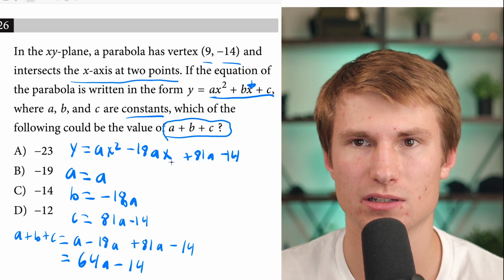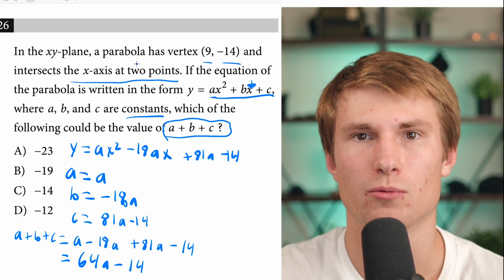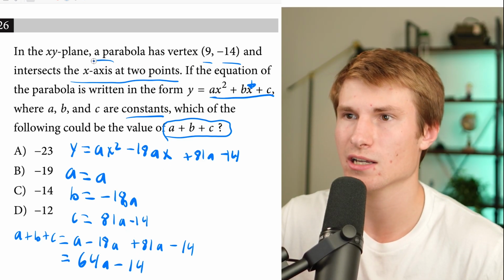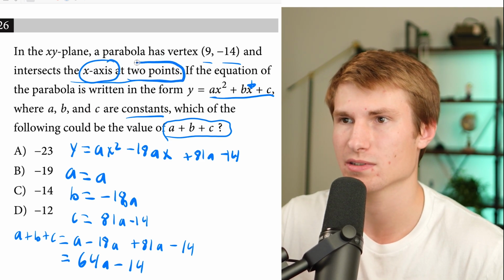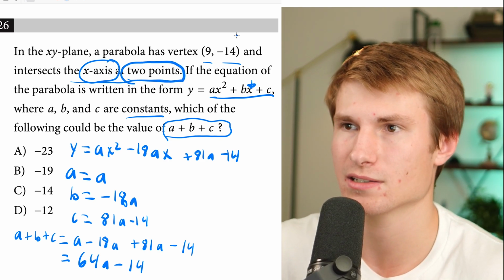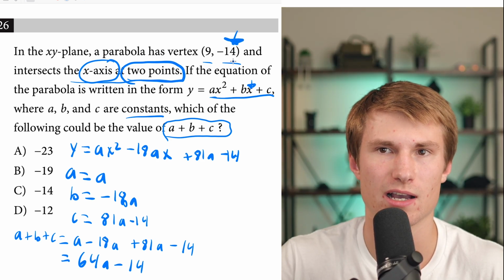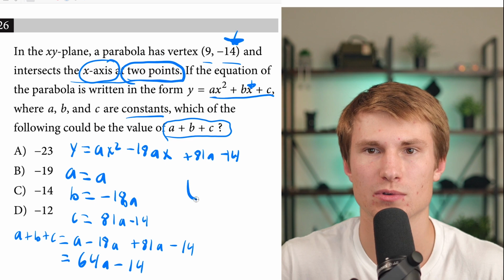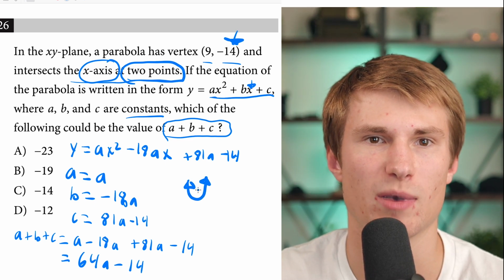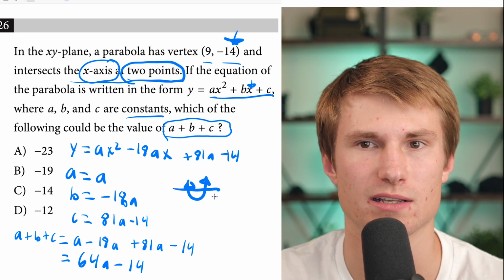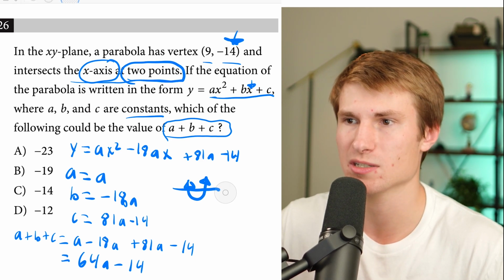Now, what I'm immediately noticing and want to look at is that we have to keep in mind that this intersects the x-axis at 2 points. Because we're intersecting the x-axis at 2 points, but we know our vertex has a y-coordinate that's below that x-axis, we know that we must open up. So our parabola must look like this, like a smiley face. We must open up to cross that x-axis. Well, that means that the a value must be positive.